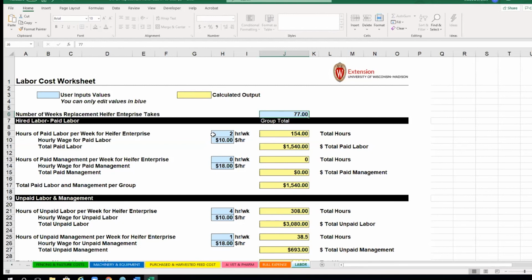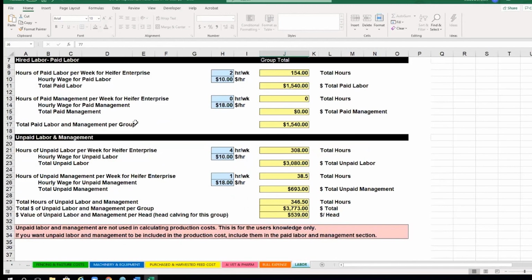So to make this particular tab work, we need to know the number of weeks the replacement heifer enterprise will take place. Are you raising your heifers all the way to calving? Or in some cases, you might pick a shorter time period where you're raising heifers for a short time and reselling them or raising them for somebody else.